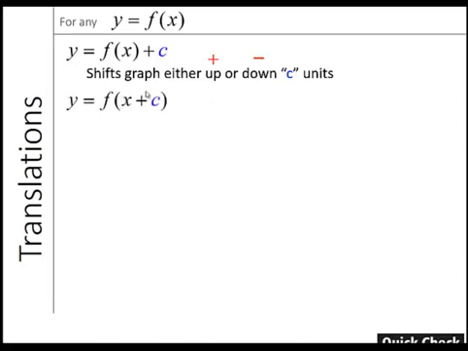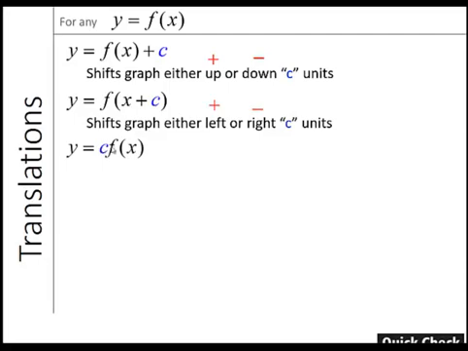Now if that's on the inside of what makes that function the function, so let's say it's a radical, if it's underneath the radical with the x, then that's going to shift it left or right c units. If it's left, it'll be positive. So if this is a plus sign, it's going to move to the left, and it's going to move to the right if it's negative.